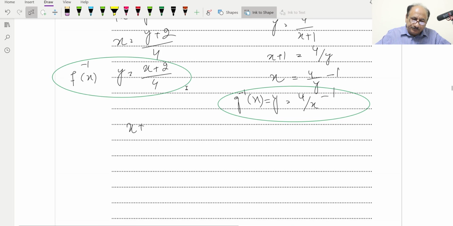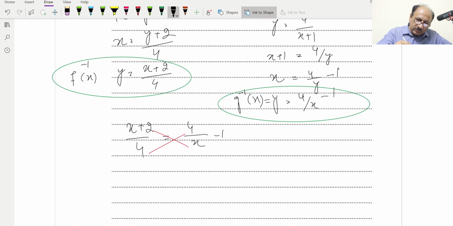Now x plus 2 over 4, which is f inverse of x, is equal to g inverse of x, which is 4 over x minus 1. And we can cross multiply like this, and this will be equal to what? We can equalize before.